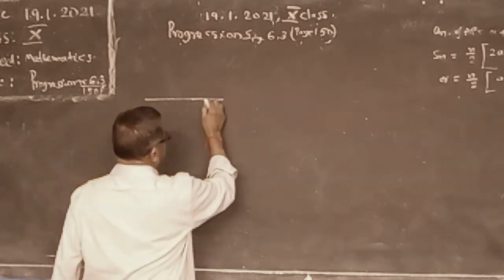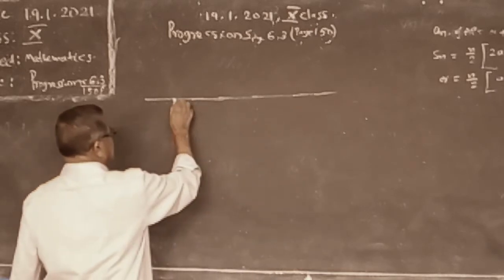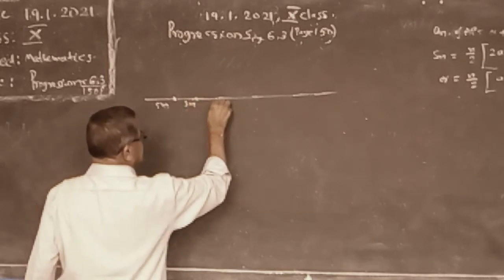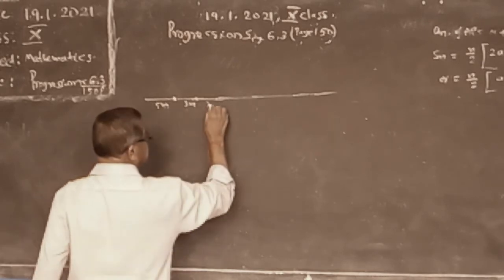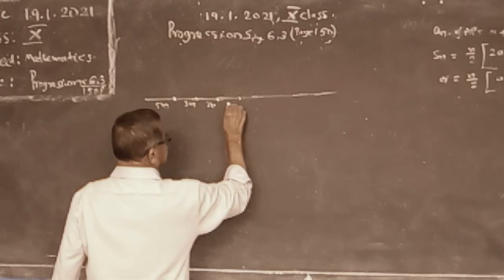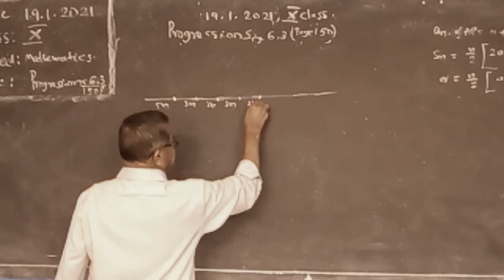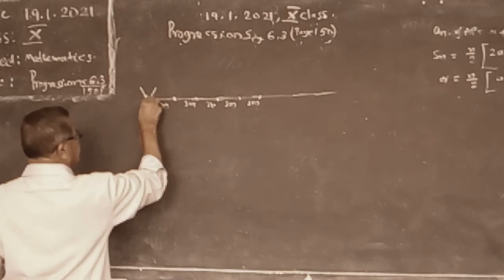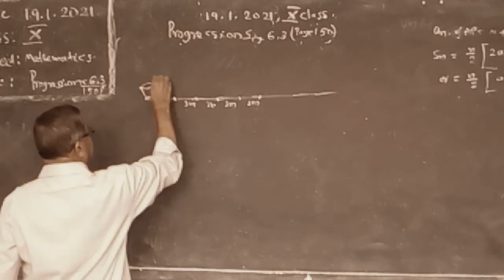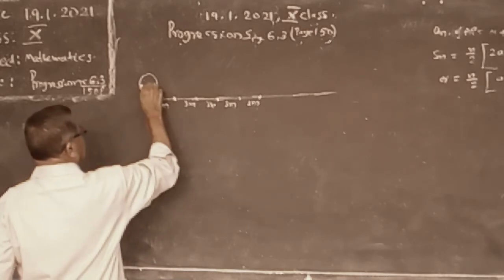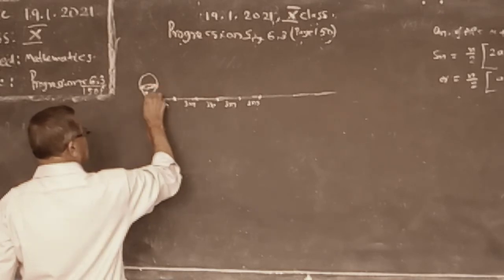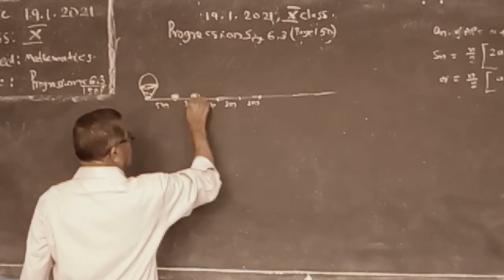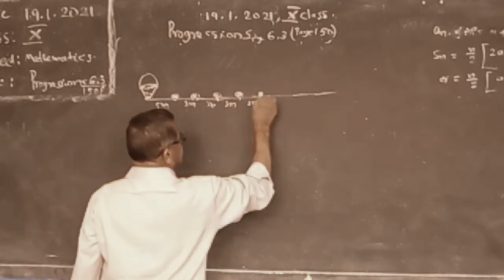See, this is a game. Here is a ball, first 5 meters, and next 3 meters, and next again 3 meters, and the next 3 meters, and the next 3 meters. Here is a bucket. Here are the balls.